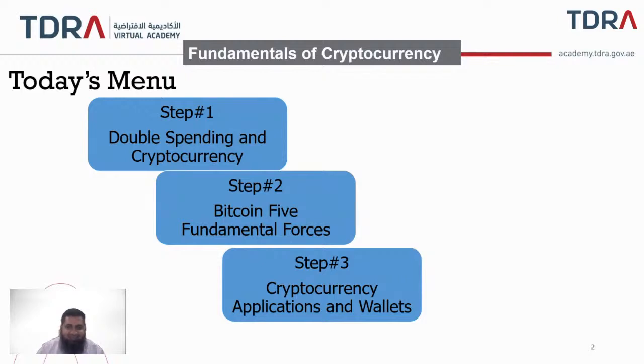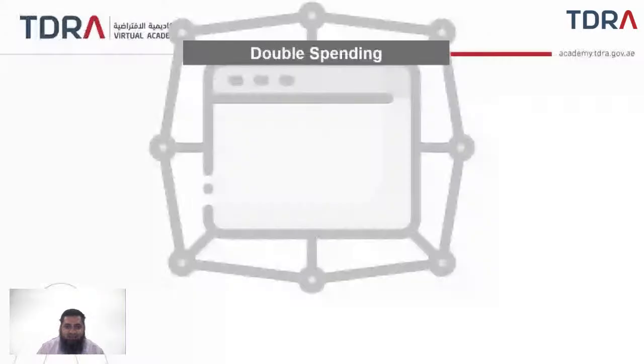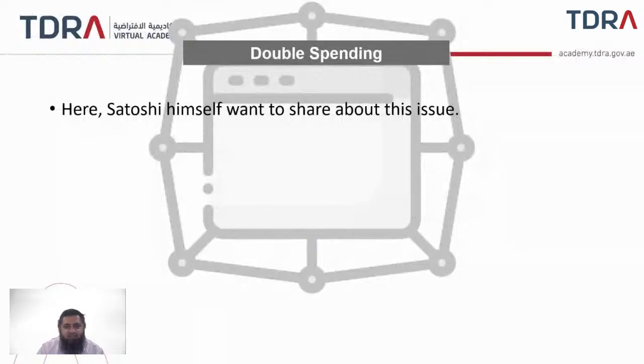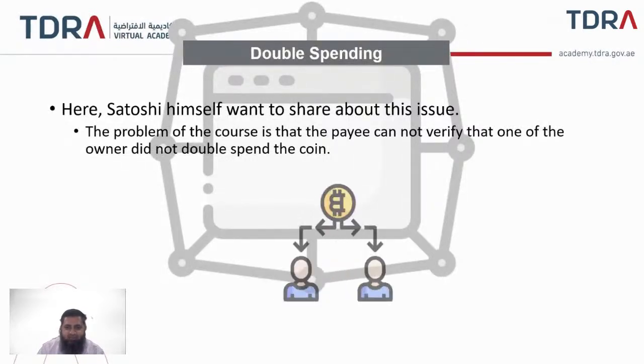So let's get started with step one, double spending and cryptocurrencies. What is the double spending problem? The founder of Bitcoin, Satoshi Nakamoto, reported this issue: one person can pay different stores at the same time with the same money. So this problem is called double spending.